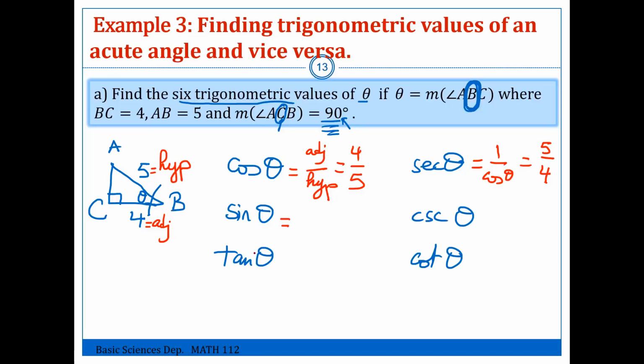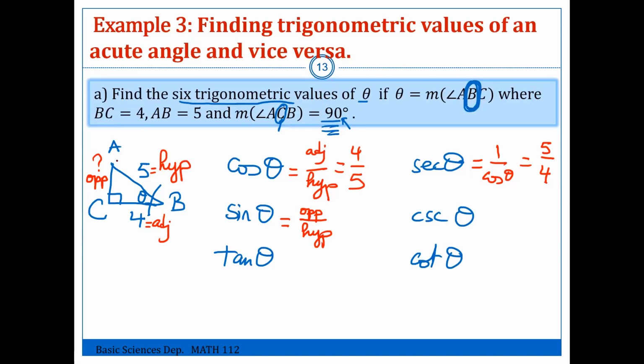Sine. What's the rule for sine? It's opposite over hypotenuse. But here, do we know the opposite? No, it's not given.